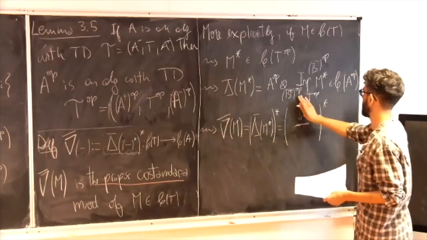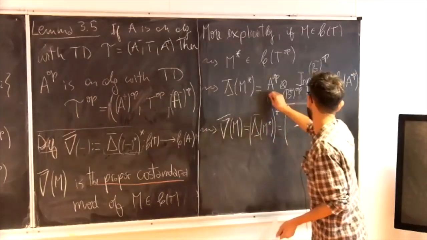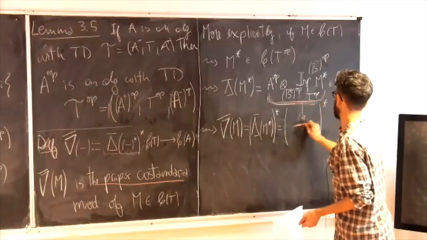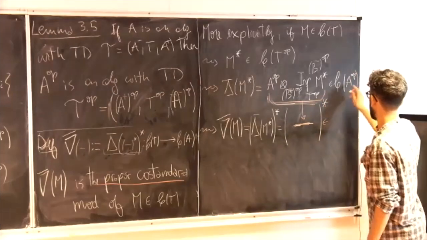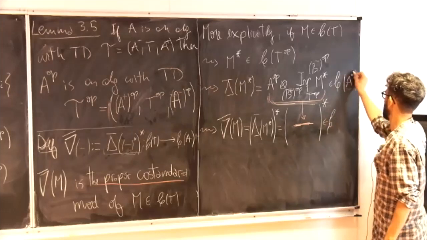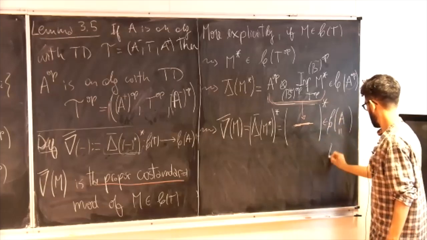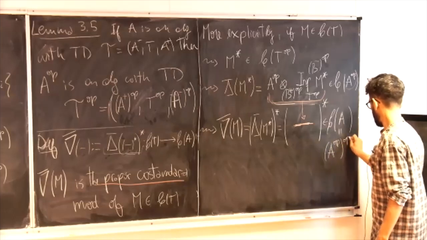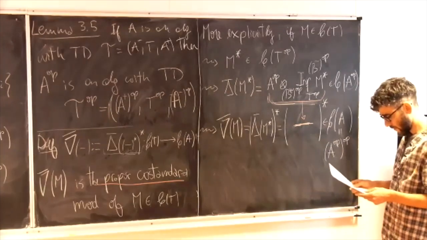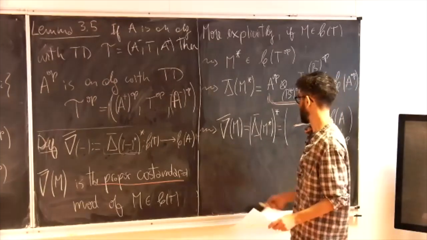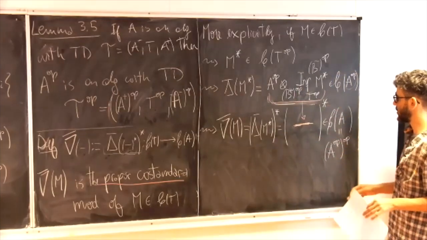I put it here, in another color, and dualize. When we dualize, A op goes to A, because the positive of the positive is just the algebra at the beginning. So this is the proper co-standard model. It is a little bit confusing how to construct it, but it is very useful.